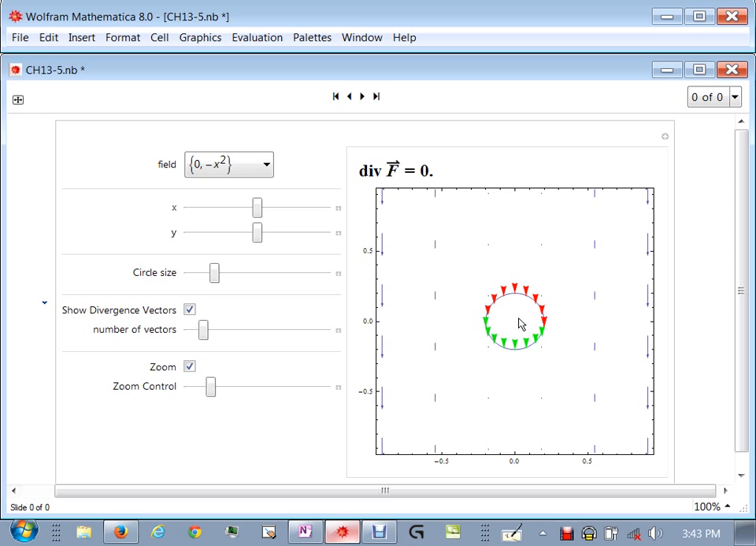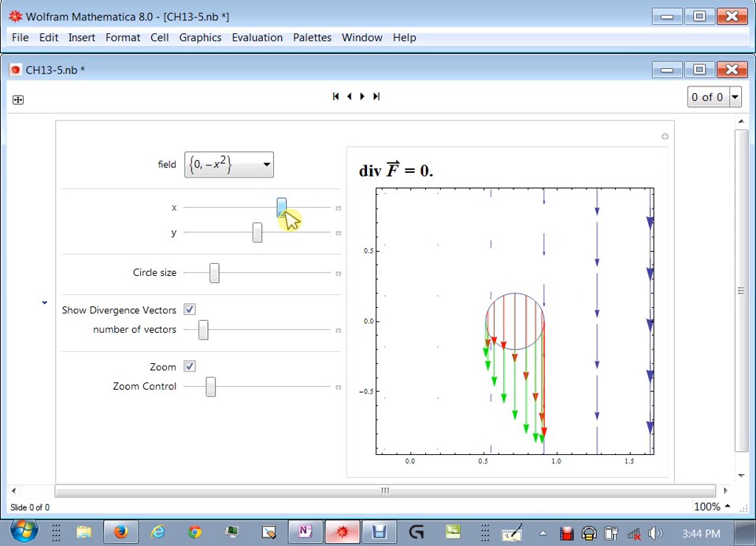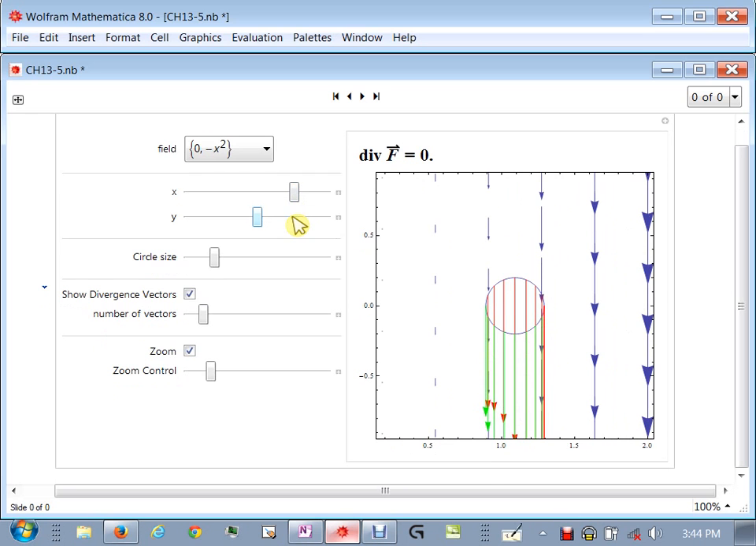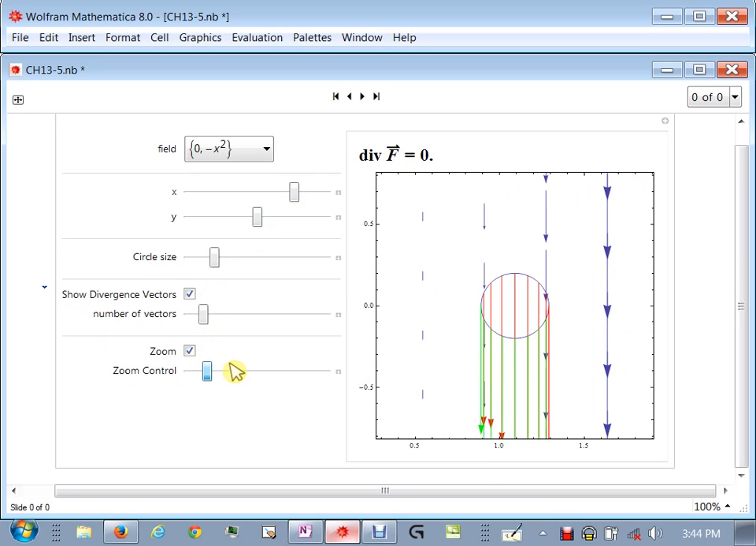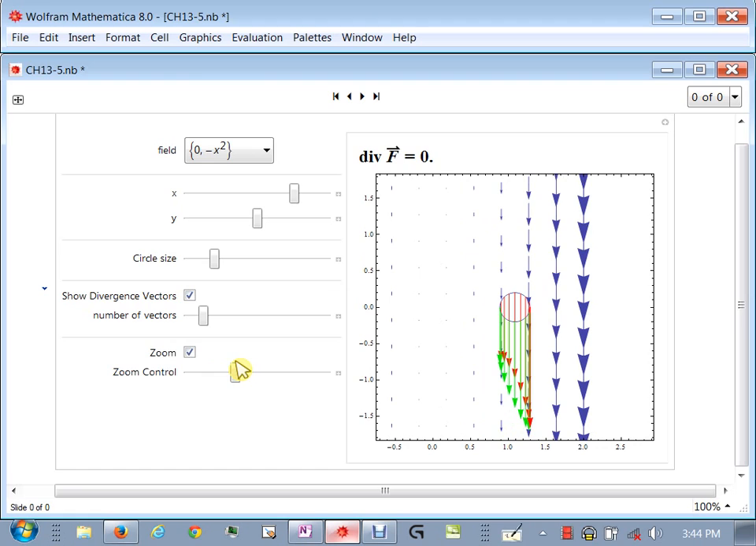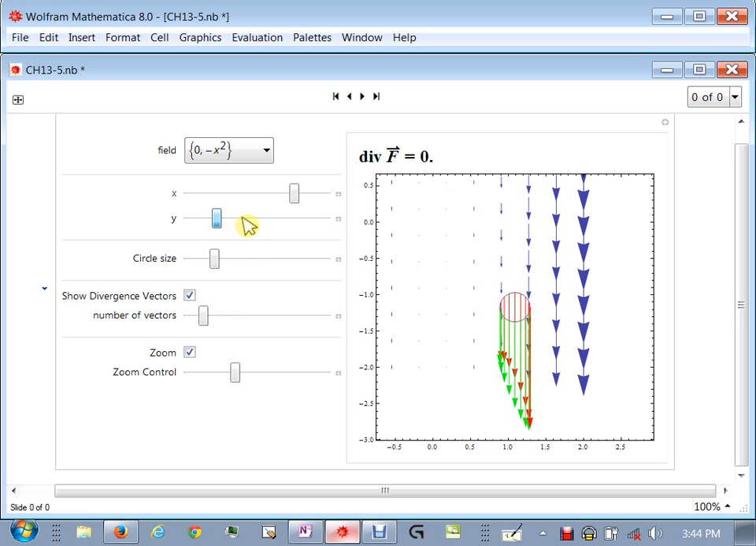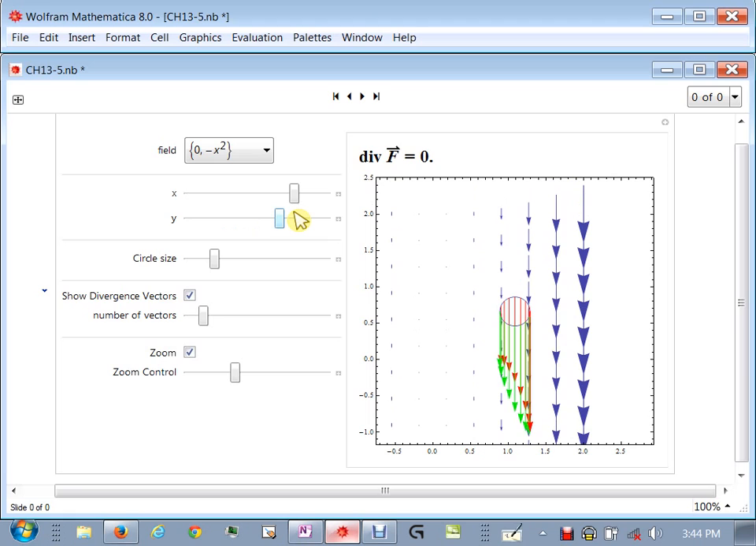Incompressible. Now if I move it, let's see, I'll move it to the right a little bit. Look at that, my div is still 0. Look, you've got bigger ones coming in the right side, don't you? But you have bigger ones leaving the right side, and they're all just equaling each other out, right? So my div is always 0. What if I move up? If I move up, shouldn't matter, should it? Up or down? Nothing's changing. My div's always 0 on this, isn't it?